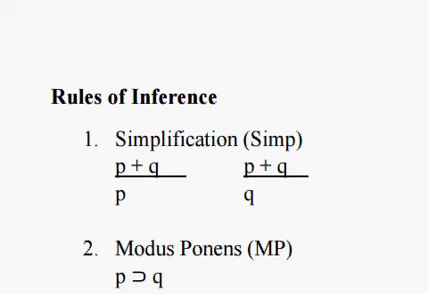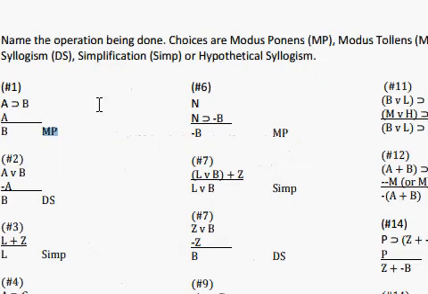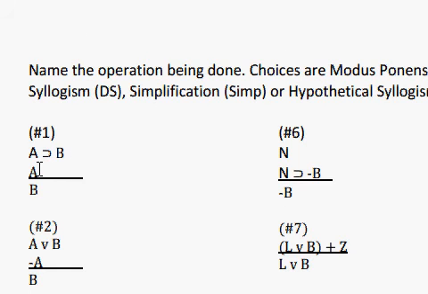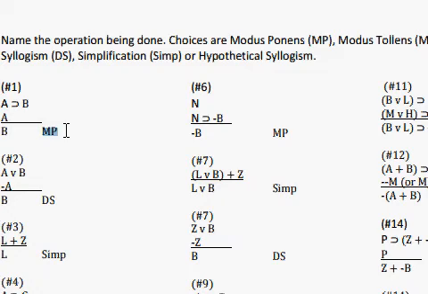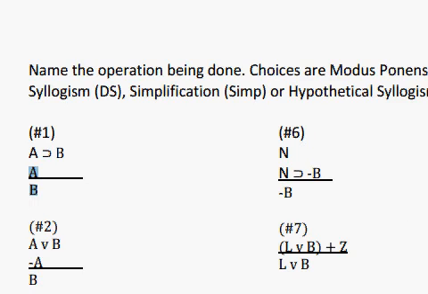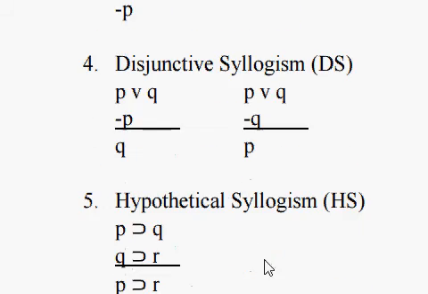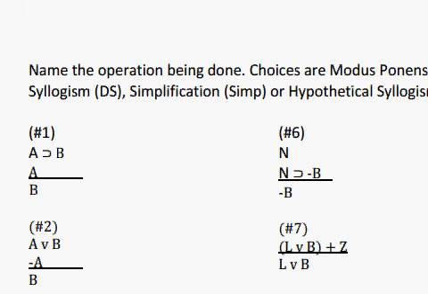But if you look at this, the first one is A horseshoe B, A, therefore B. You can look back to this sheet and ask which one of these has a conditional statement, the antecedent true, then the consequent? Well, it's modus ponens. And so you would come back and label that MP. All you're doing is trying to figure out which operation is being done. They're all very simple. You just compare these and look through this sheet to find which one of these 5 rules of inference is being used.